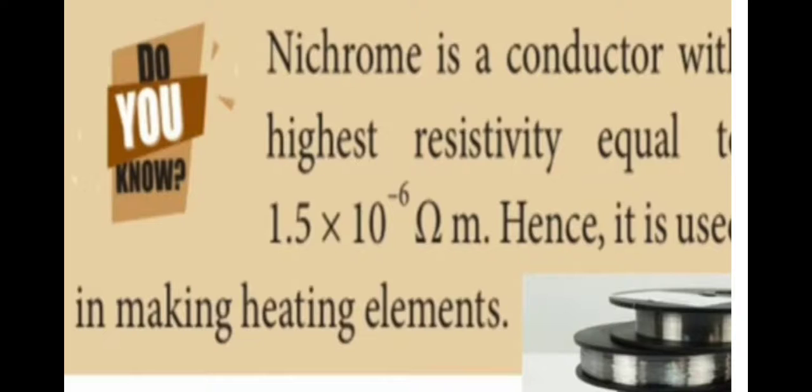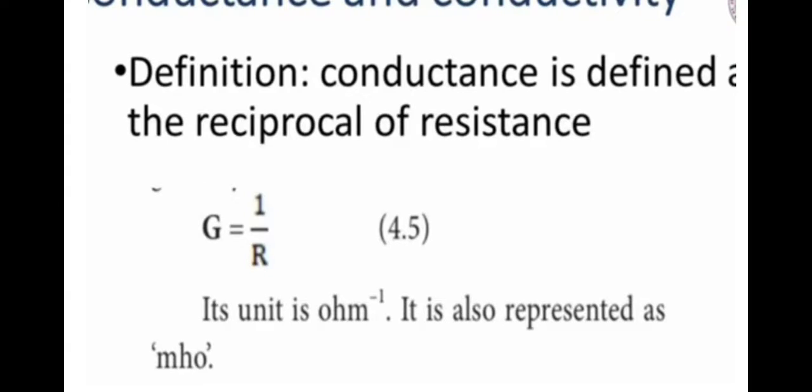Next topic is conductance and conductivity. Conductance of a material is the property of the material to allow the flow of charges and the passage of current in it. How will you write it in a mathematical way? Conductance is defined as the reciprocal of resistance. This conductance is denoted as capital G, and G is equal to 1 by R. What is the unit of conductance? Its unit is ohm inverse. It is also represented as mho.